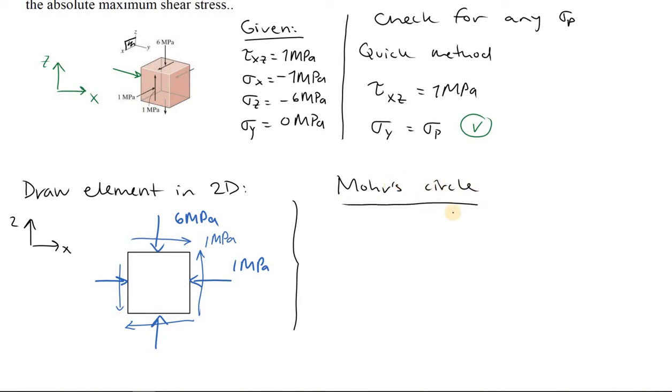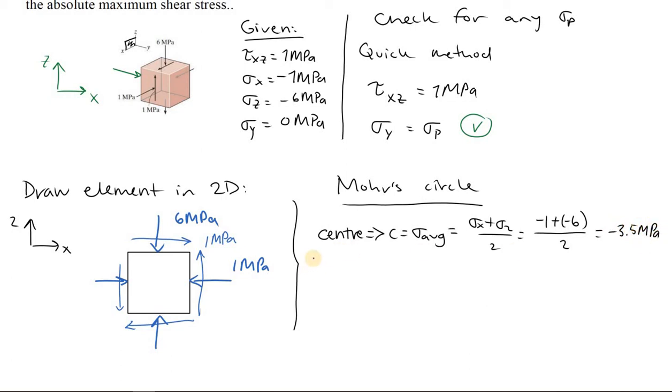And again, we're only interested in our radius and center, so our center being our average, which is just our normal stress in x plus z divided by 2. So -1 plus -6 divided by 2 is -3.5 megapascals.